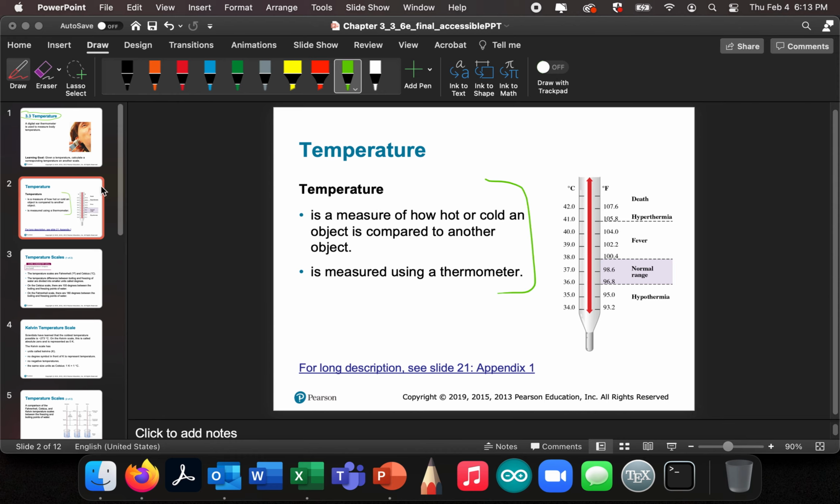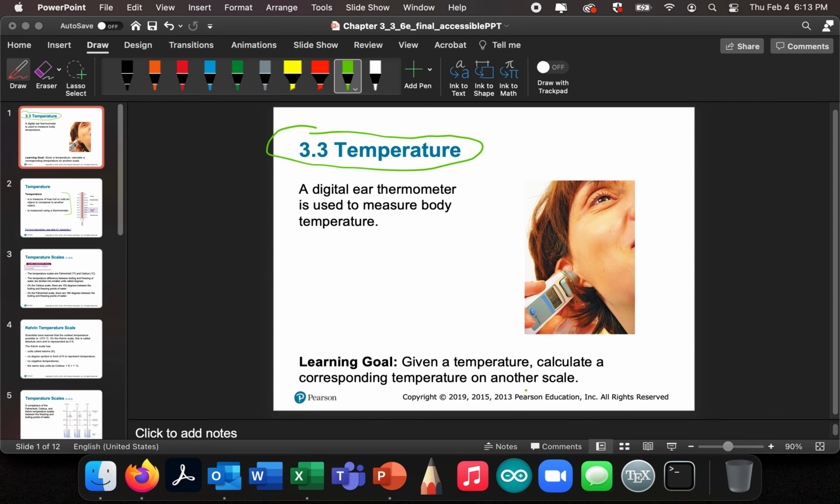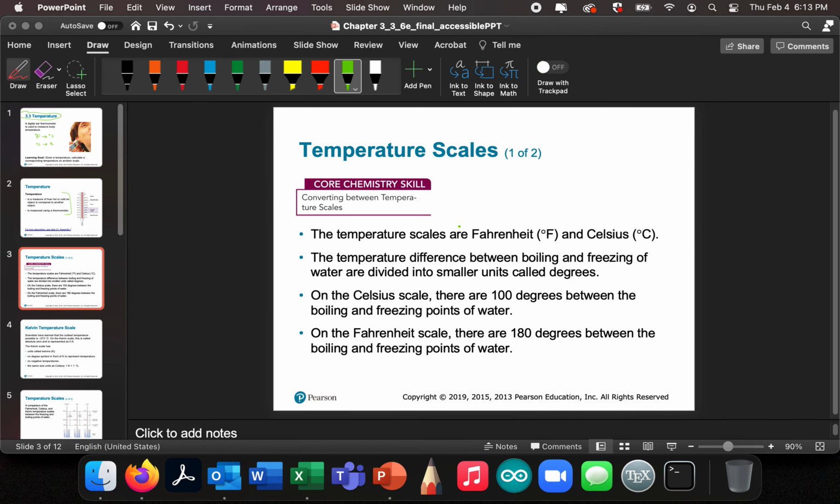Let me go back a slide. I did want to say what the learning goal was for this. The learning goal for this section is that we're given a temperature, and we're going to calculate a corresponding temperature on another scale. For example, we might be given degrees Fahrenheit and be asked degrees Celsius, or we might be given degrees Celsius and asked how many kelvins do you have, right? So there's three different scales that we're concerned about: Fahrenheit, Celsius, and Kelvin, and we're going to convert between those.